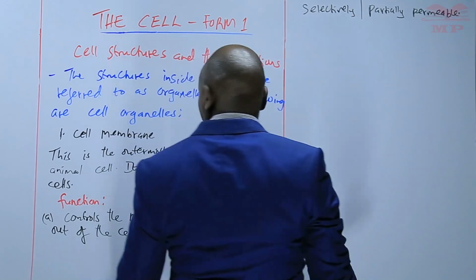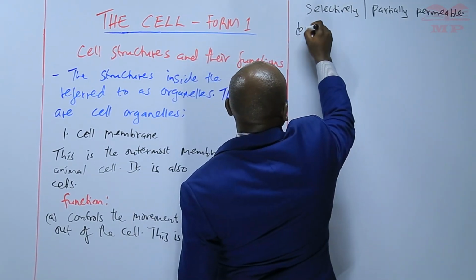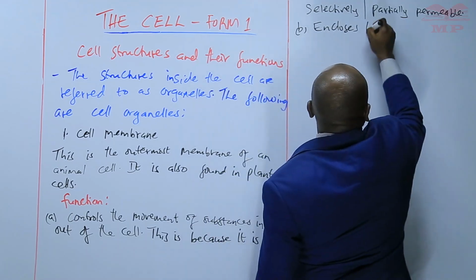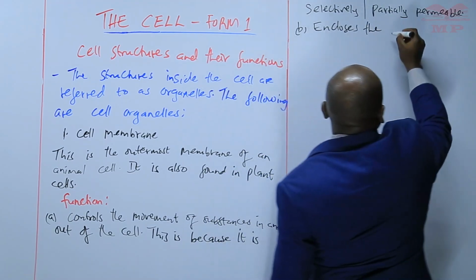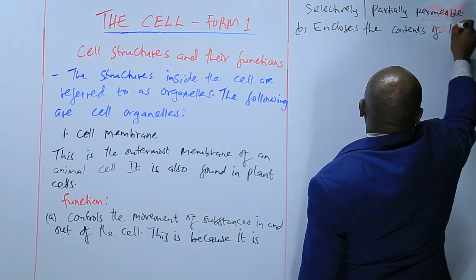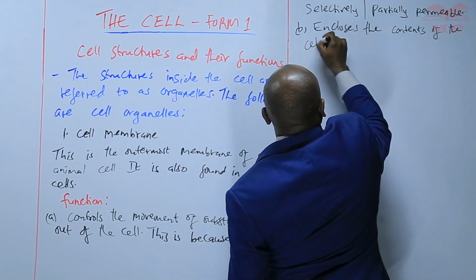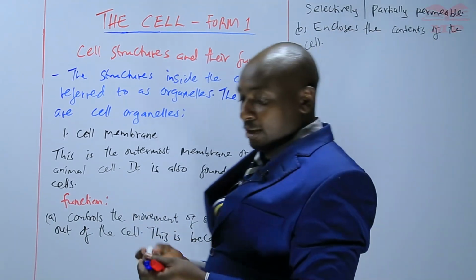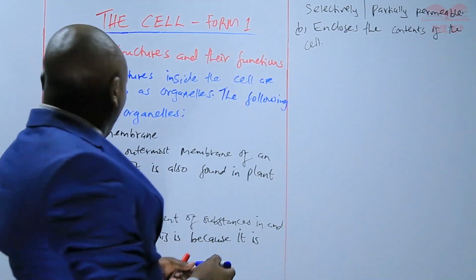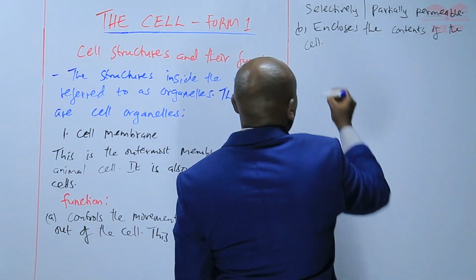Number two, it encloses the contents of the cell. So the contents of the cell are enclosed by the cell membrane. We'll have a diagram of the cell membrane.